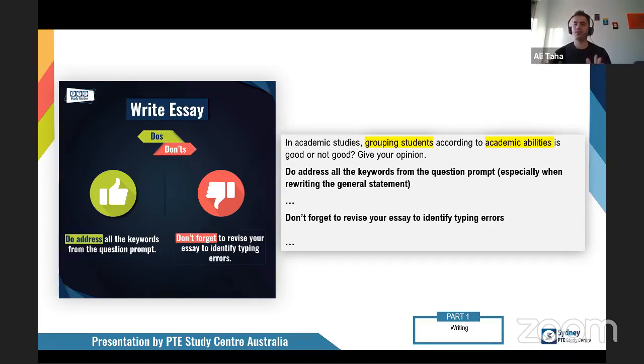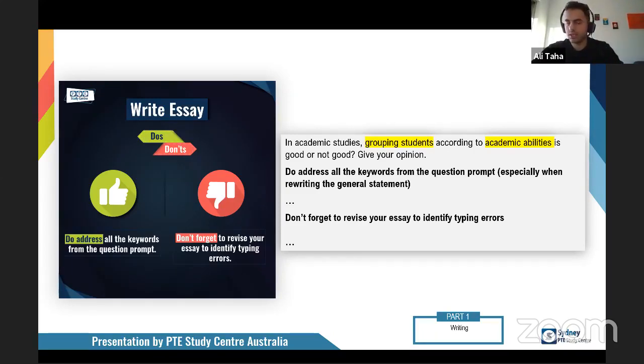What happens in this task, students, is that when they finish, they tend to press next, or when they check spelling, they just check it quickly. When you need to check spelling, you must bring your head closer and revise it properly for the spelling and typing mistakes, okay? So do address all the keywords from the question prompt.